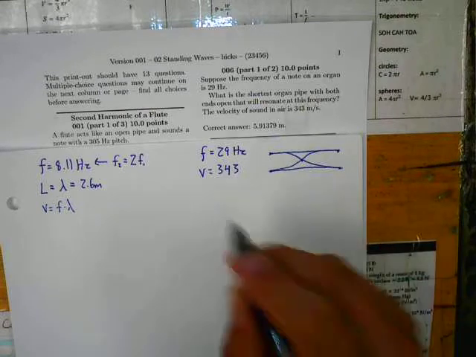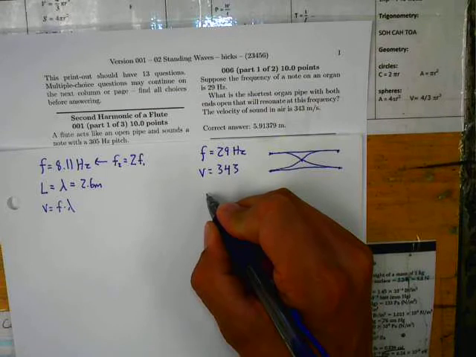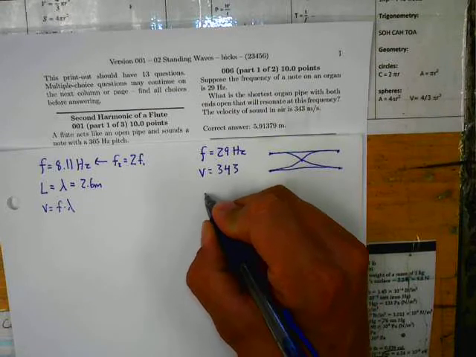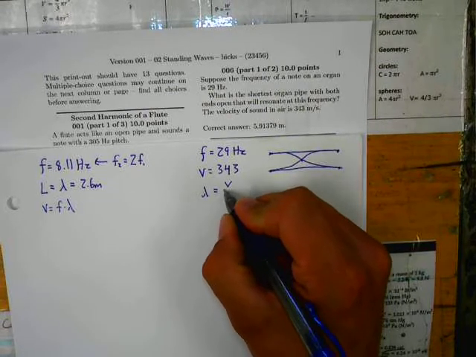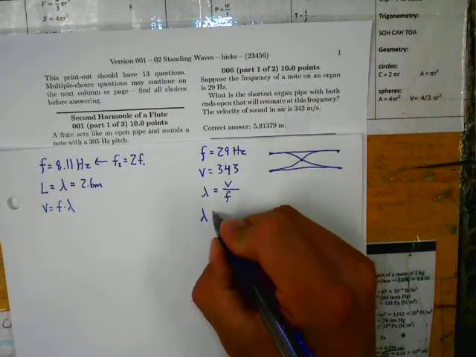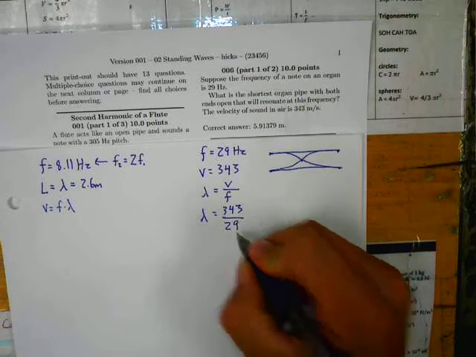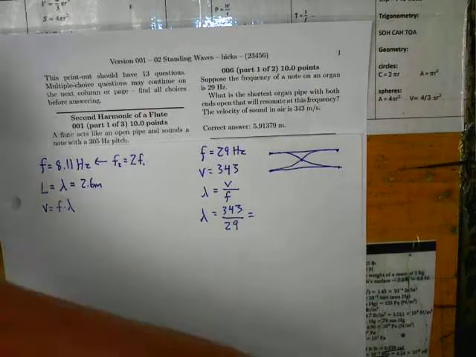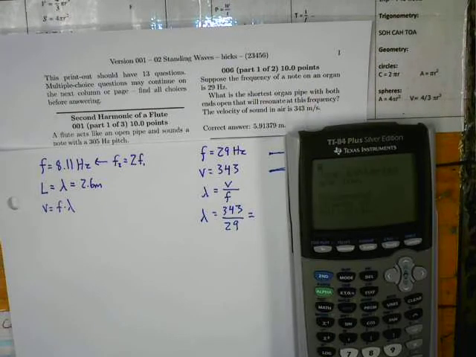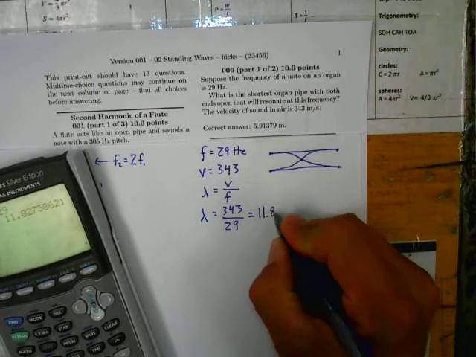So using these, we can get lambda. So V equals F lambda, or lambda is equal to velocity over frequency. And we can say lambda equals 343 over 29. Okay, and if I do that, 343 divided by 29, I get 11.8. So lambda is equal to 11.8 meters.